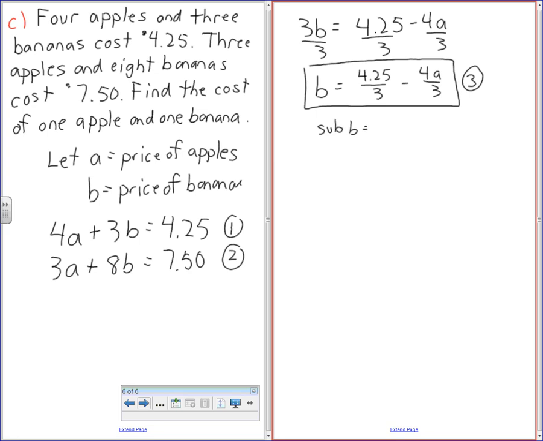4.25 over 3. I'm going to just call that sub 3 and 2. Okay, so equation 2 is going to say 3a plus 8 bracket 4.25 over 3 minus 4a over 3 equals 7.50.